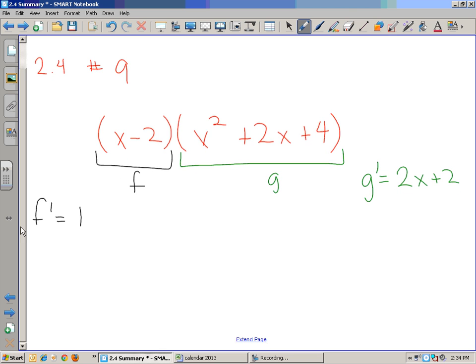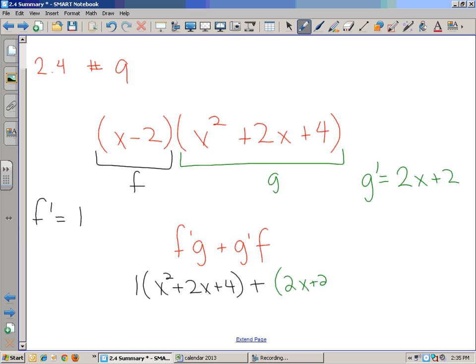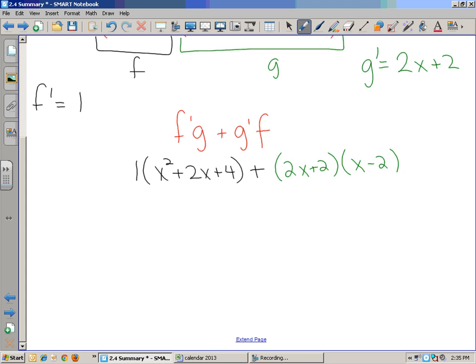And remembering the formula, f prime g plus g prime f. What we want to do is take the derivative of f, which is 1, and multiply it by g. And then I want to take the derivative of g. Notice the parentheses, because that's a quantity. And I'm going to multiply that by x minus 2. Now I'm going to FOIL.